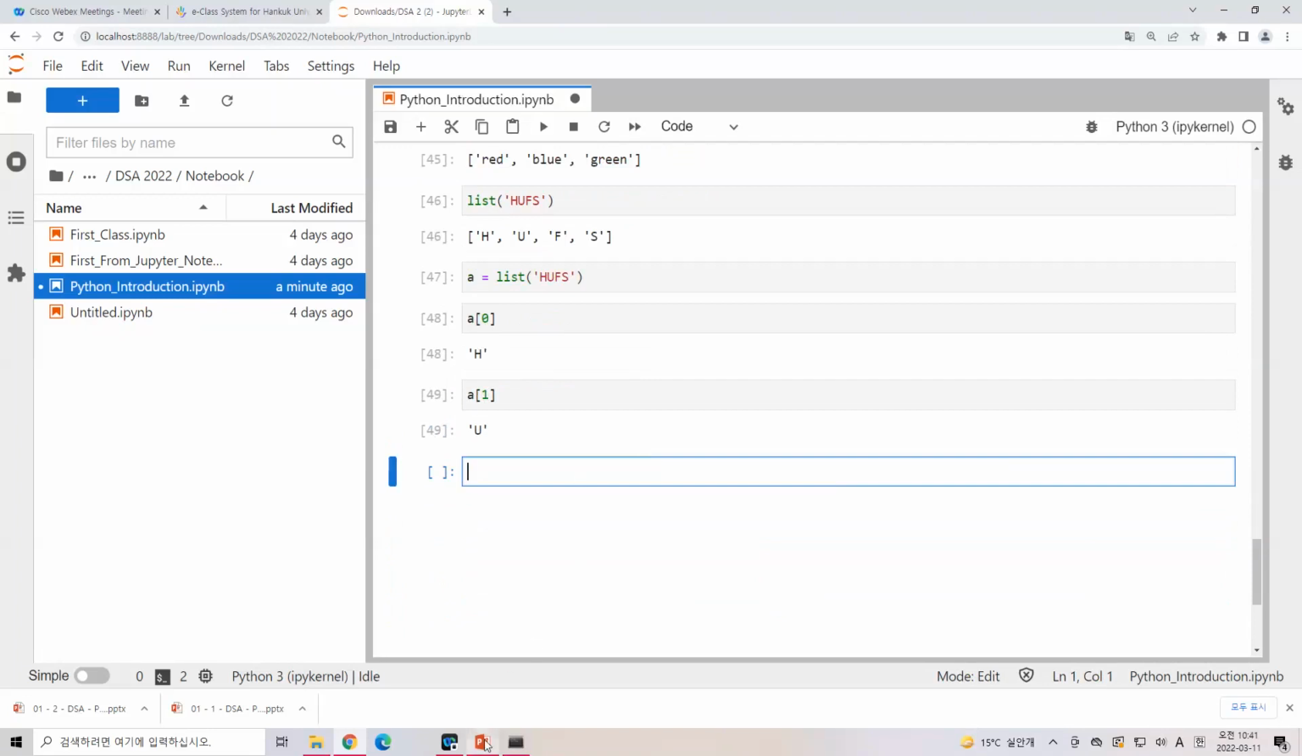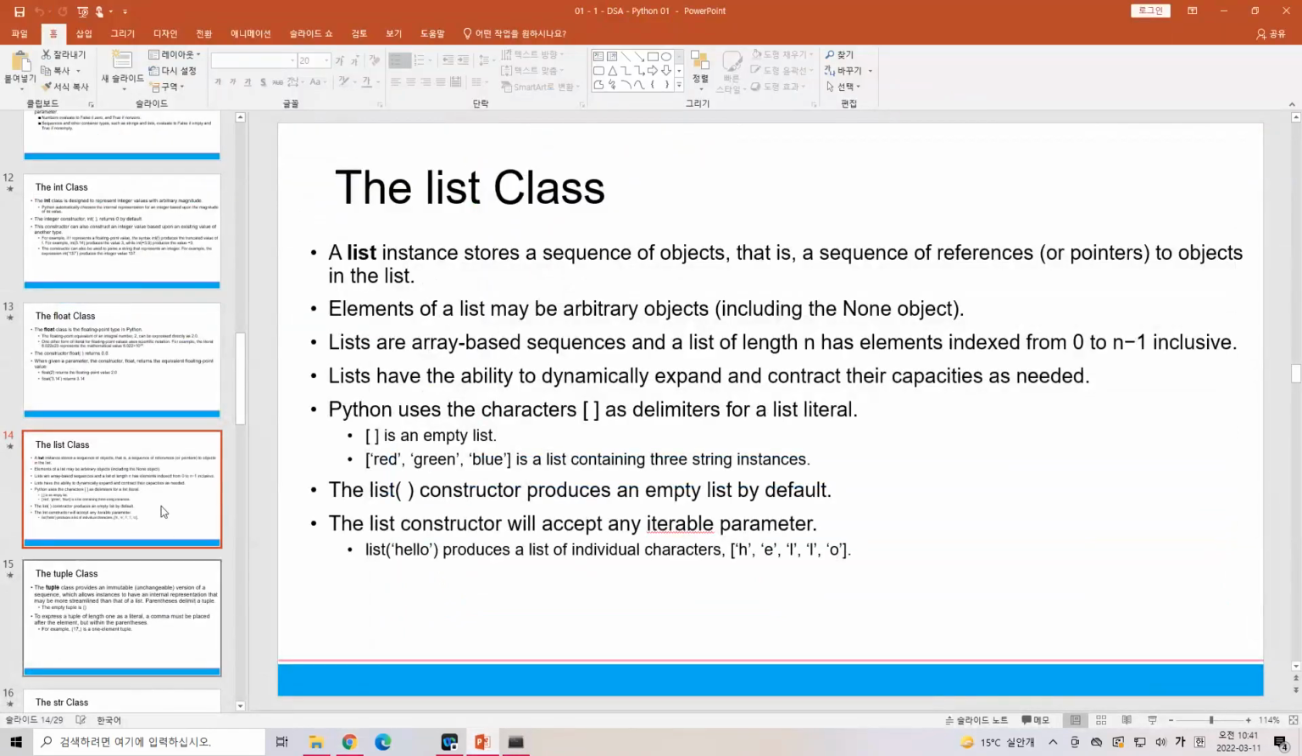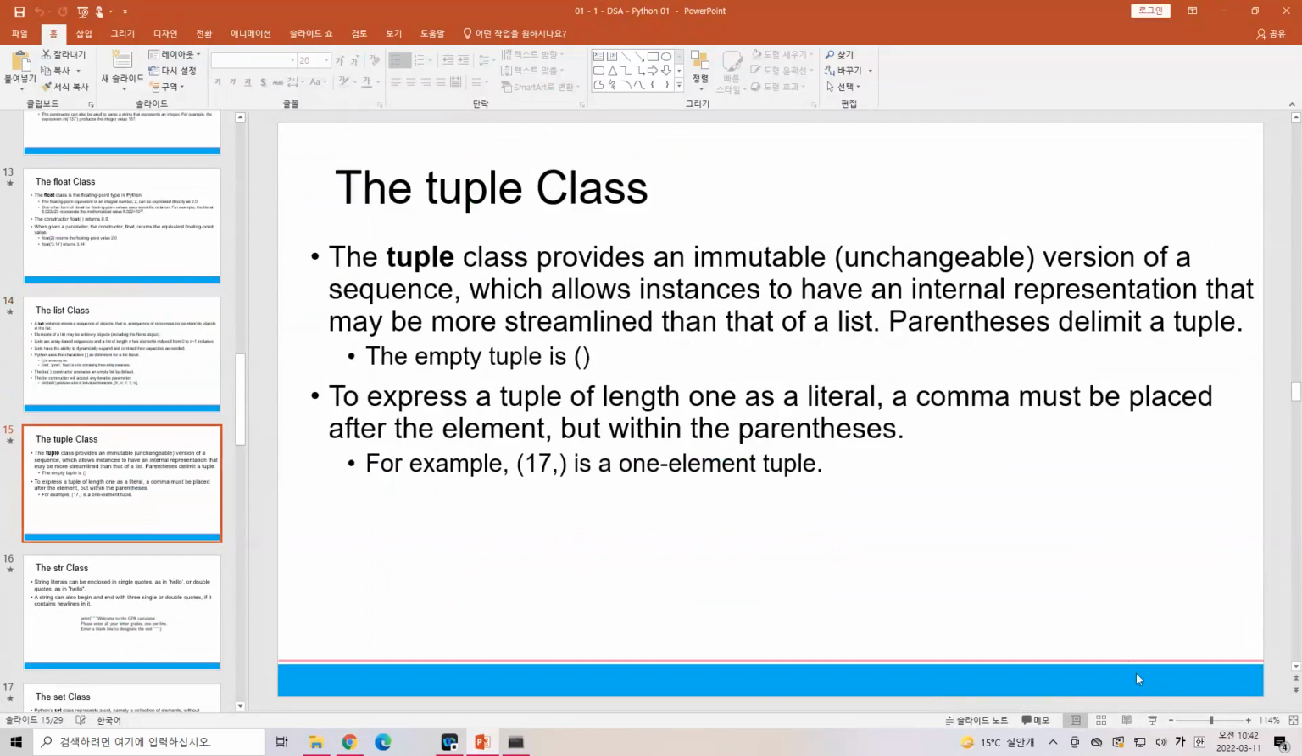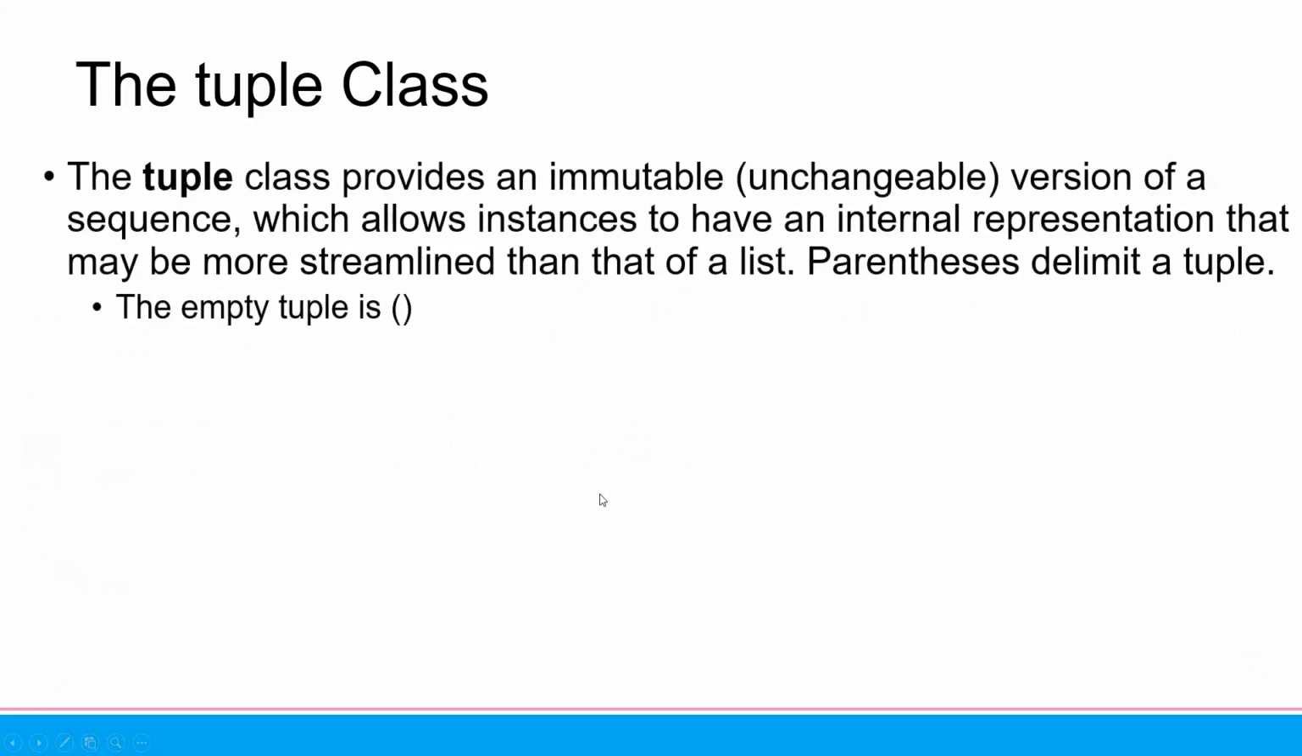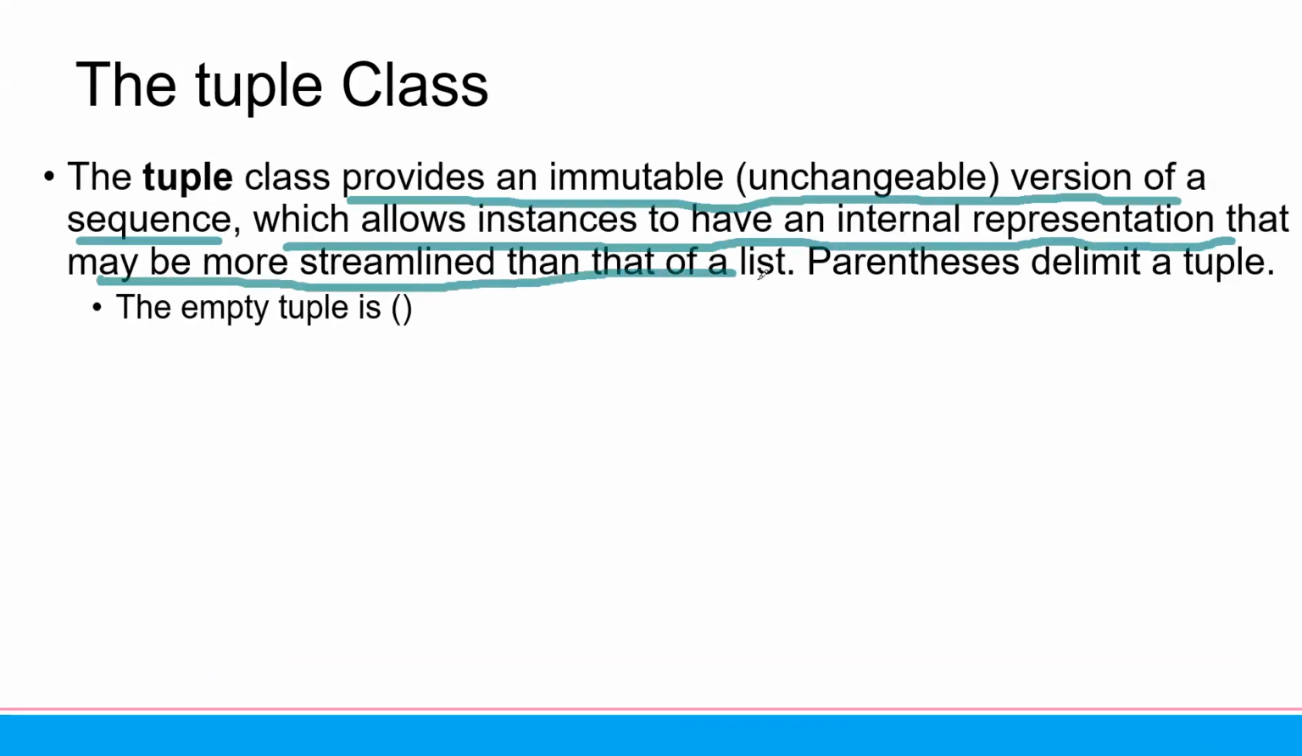Okay, and this is about list. Now we are moving forward about the tuple. Tuple is also a built-in class in Python. It provides an immutable or unchangeable version of a sequence, which allows instances to have an internal representation that may be more streamlined than that of a list.